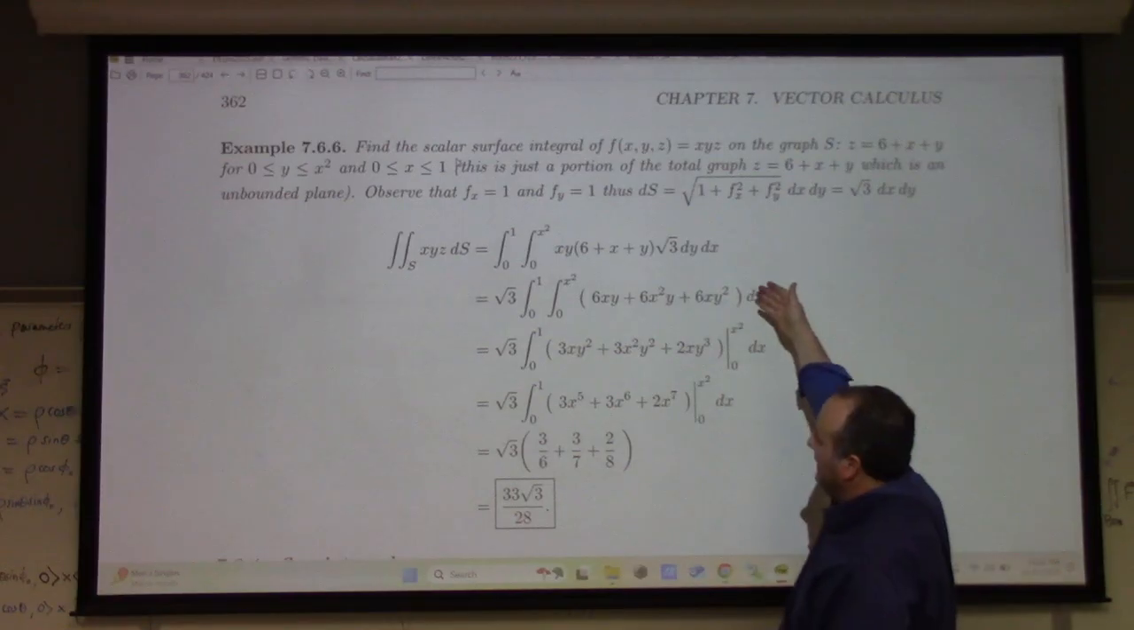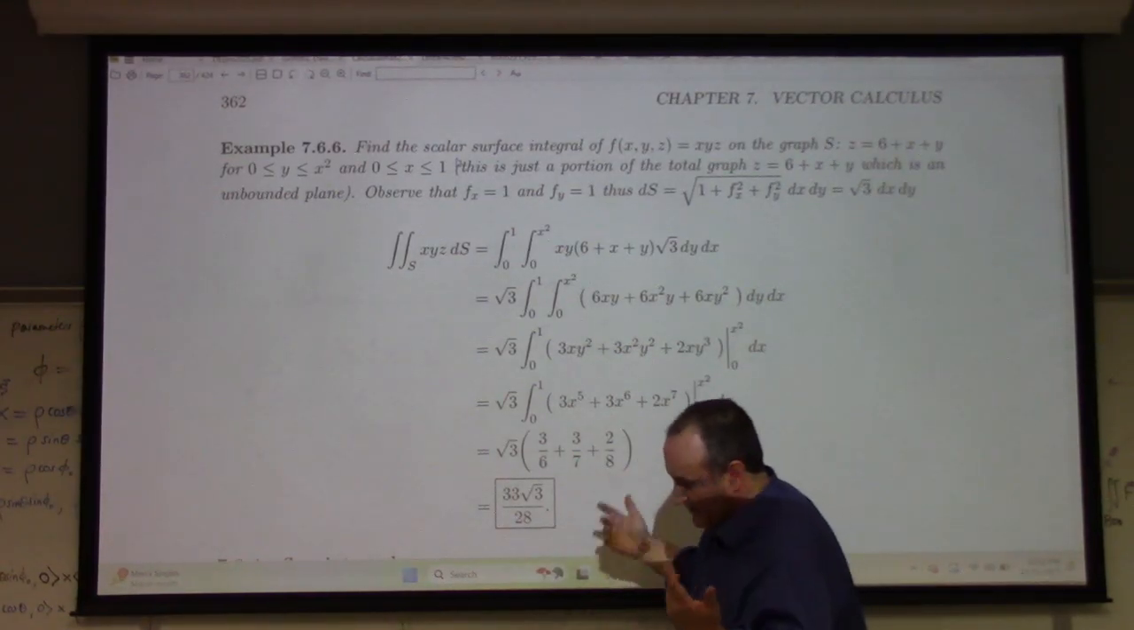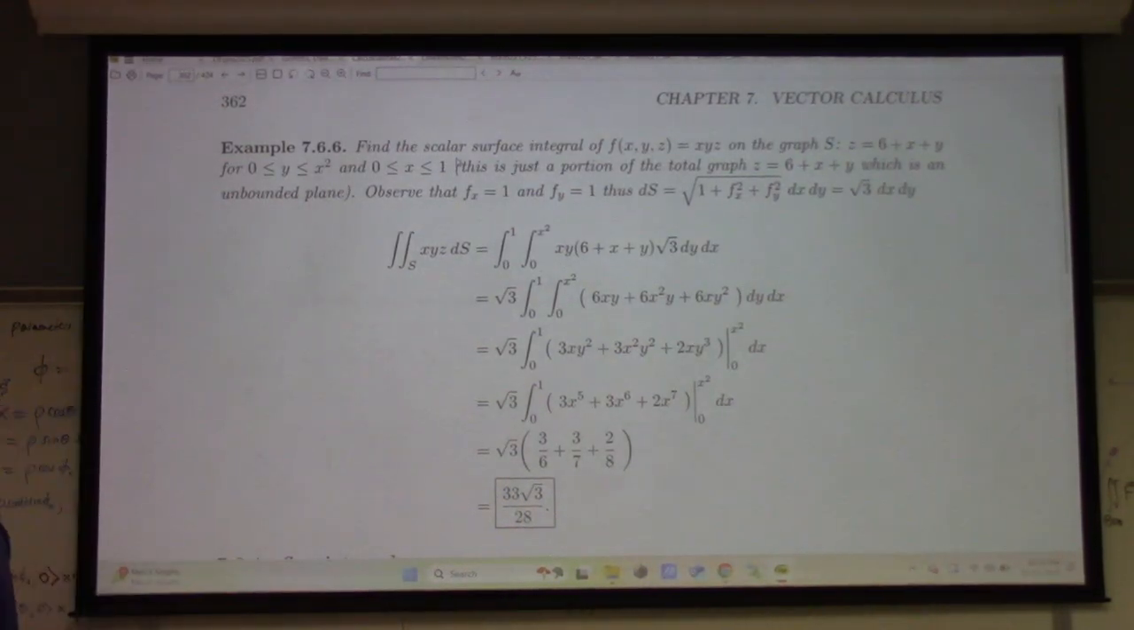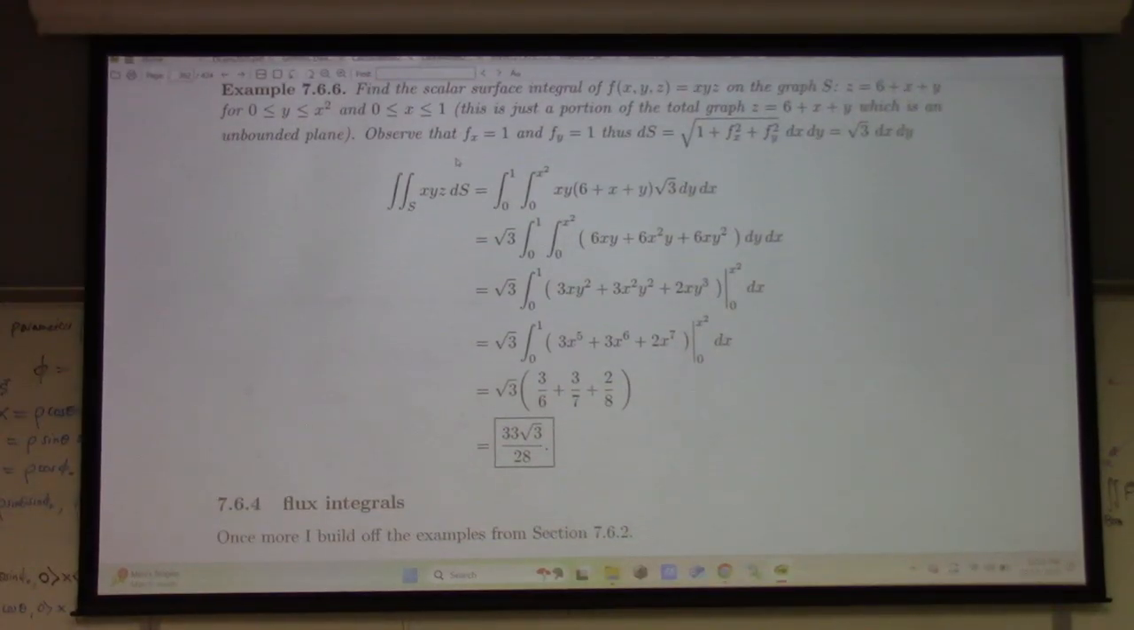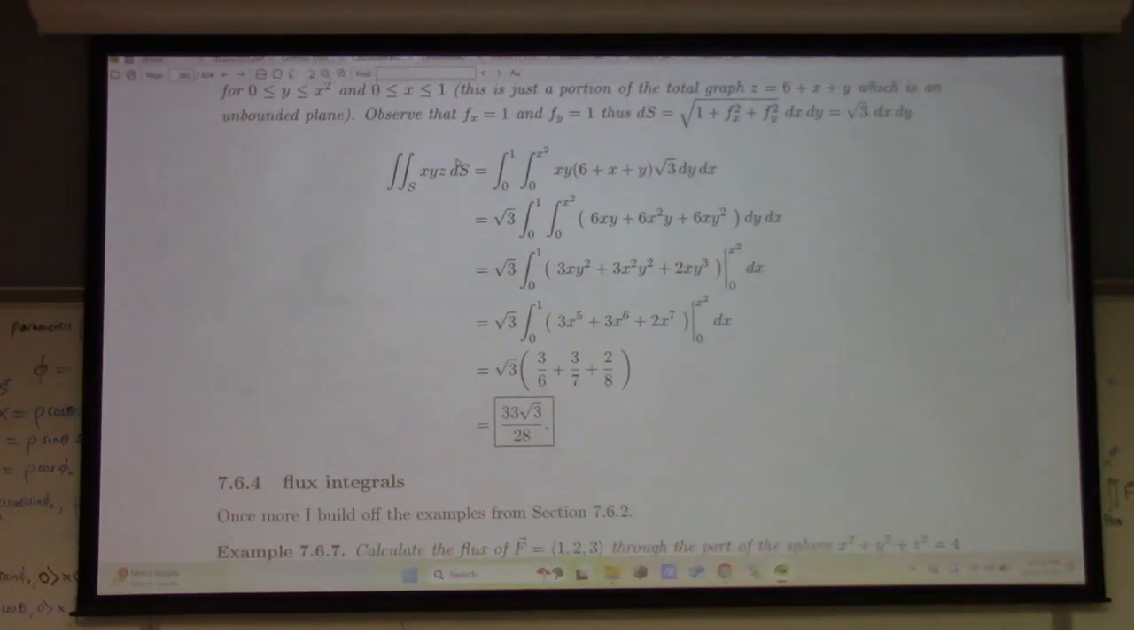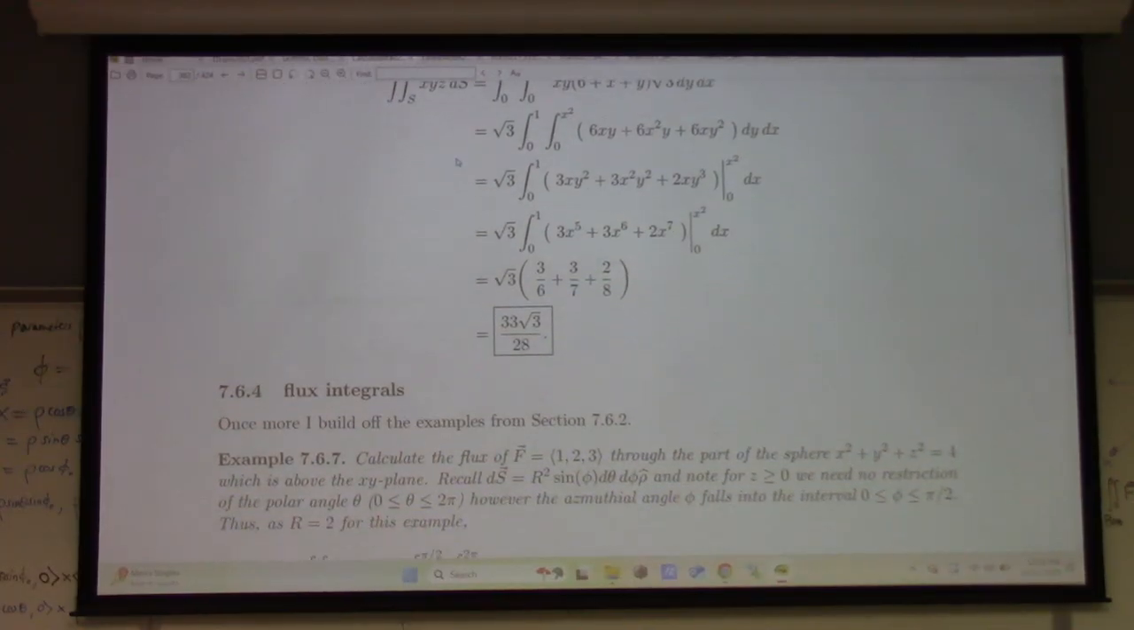And then we just have to follow the integration through. Yes, I could spend several hours of class working these things out slowly, but I think you guys, for the most part, understand the calculus here, right? We're just trying to use the calculus we've already learned to do new problems.